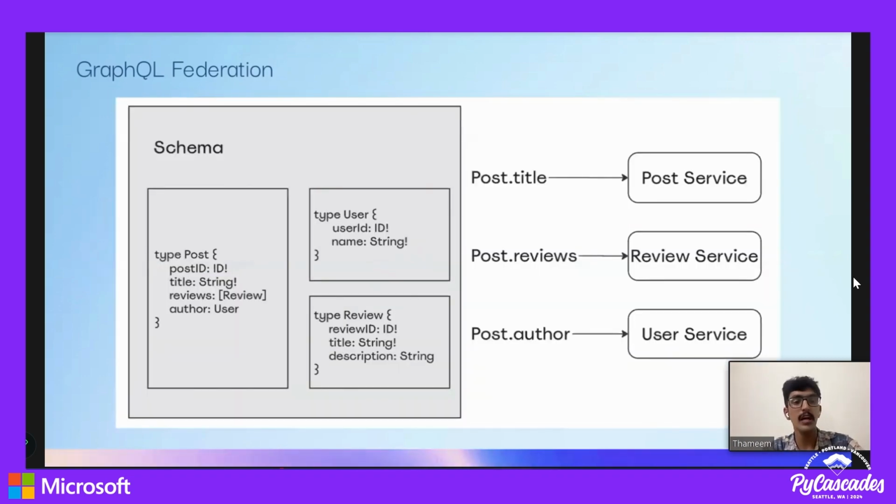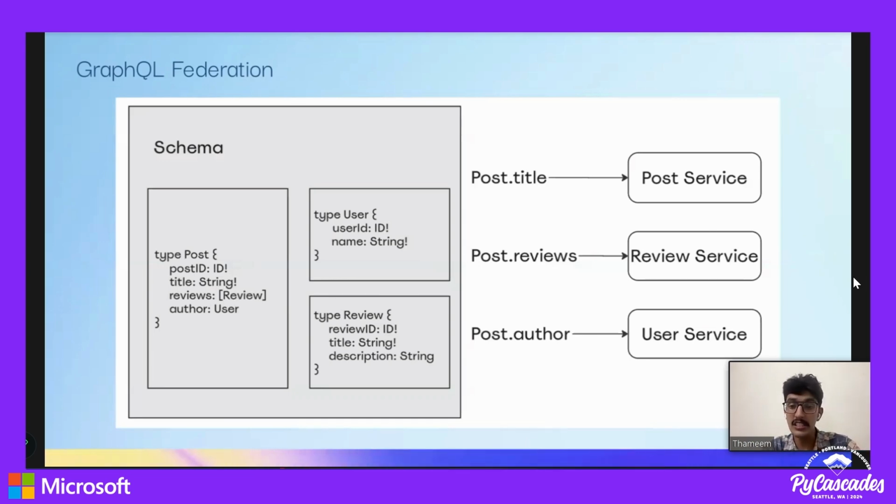Another point about GraphQL federation is that we can combine data from multiple services and return it in a single mutation or query. For example, as shown in the diagram, the post query will return the post type. It contains reviews, the title, ID, and other details. Here you can see that the author details are returned from the user service, the reviews are returned from the review service, and the basic details about the post, the ID and the title, are returned from the post service.